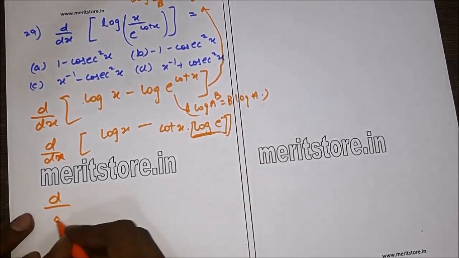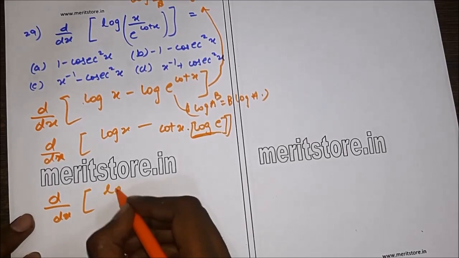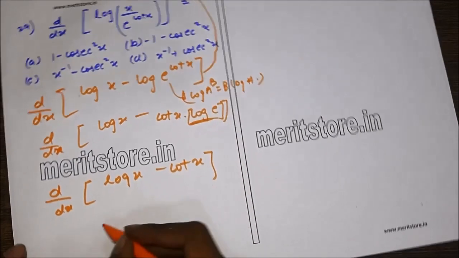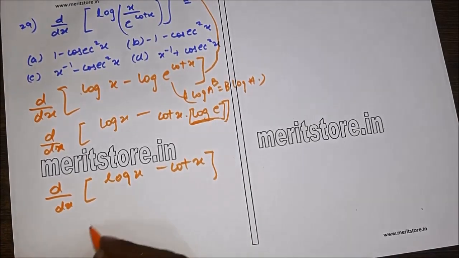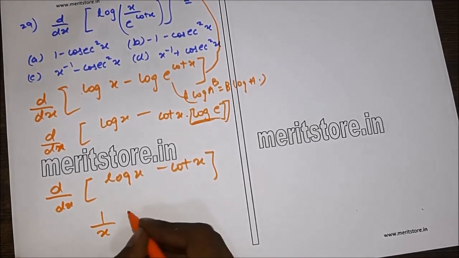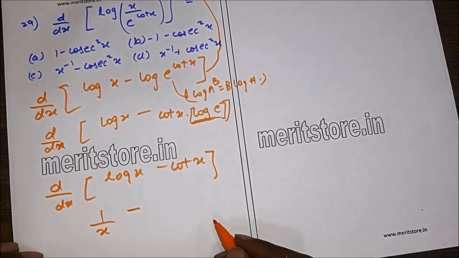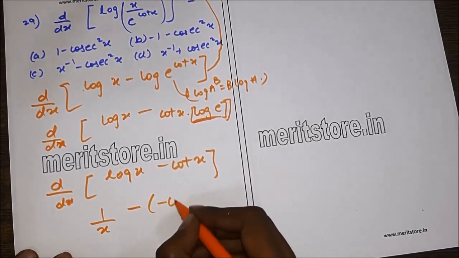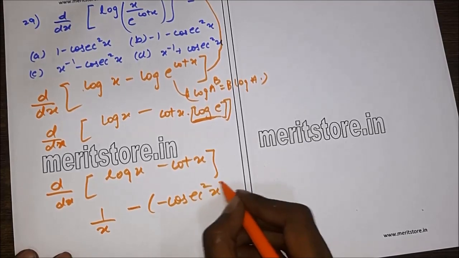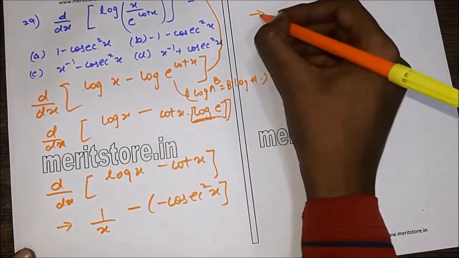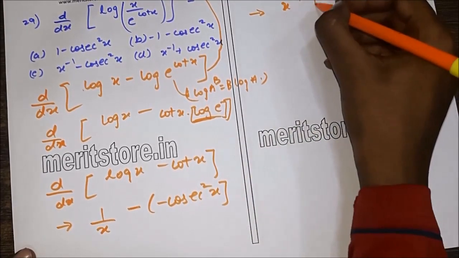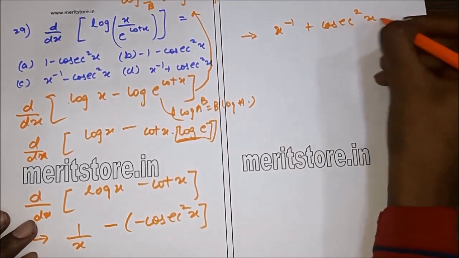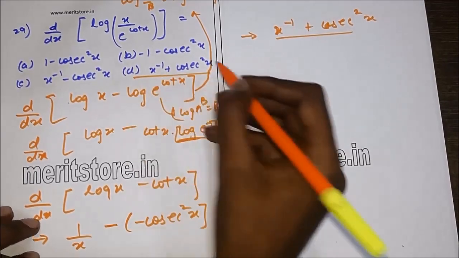So d by dx of log x minus cot x is what we have to find. So we differentiate it with respect to x. So this is 1 by x minus the differentiation of cot x, which is minus cosec square x. So this is minus minus cosec square x, which is equal to x inverse plus cosec square x, which is option D.